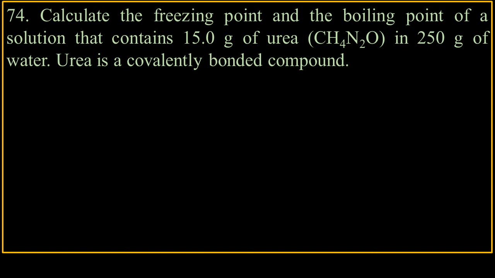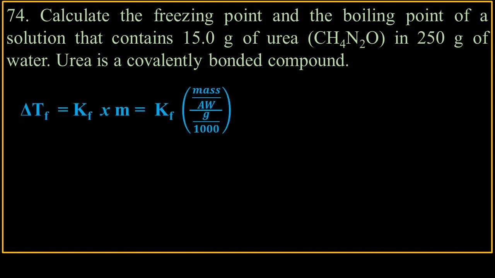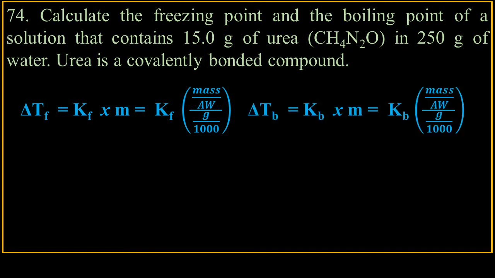Calculate the freezing point and boiling point of a solution that contains 15 grams of urea, that's CH₄N₂O, in 250 grams of water. Urea is a covalently bonded compound. That's a dead giveaway for a non-dissociating compound. There's the equation for the freezing point depression.